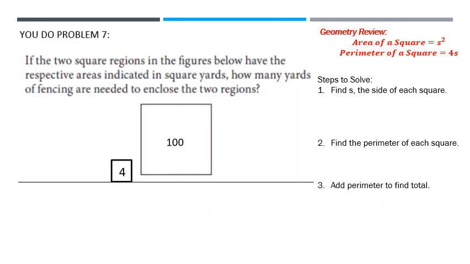Ignore the fact that this says you do problem 7. This is you do problem 8. All right. So if the 2 square regions in the figures below have the respective areas indicated in square yards, how many yards of fence are needed to enclose the 2 regions? So you have a small square of 4 square yards, and you have a large square of 100 square yards. And you're going to go through what we did to find the perimeter.